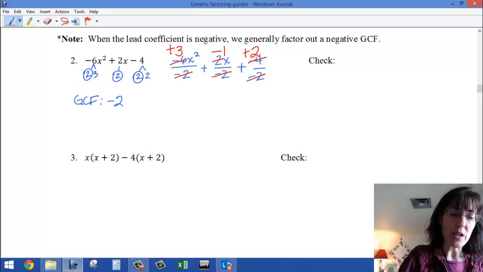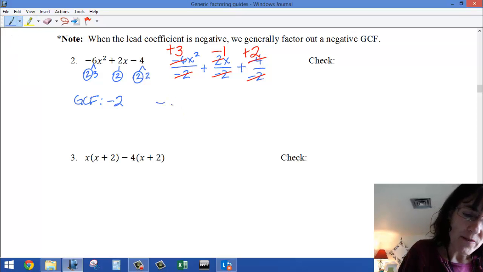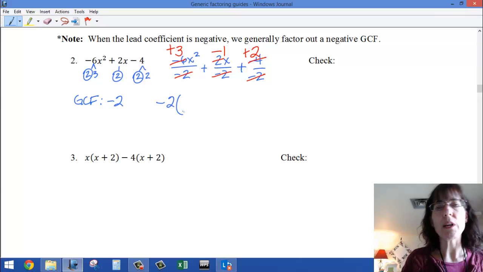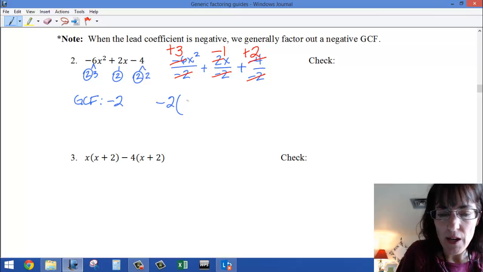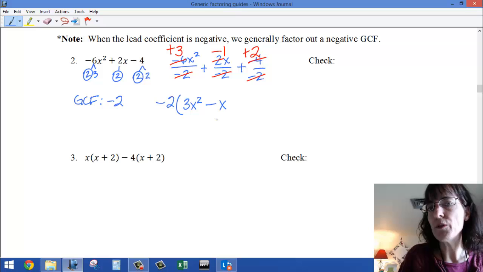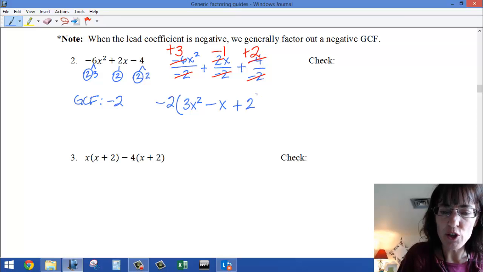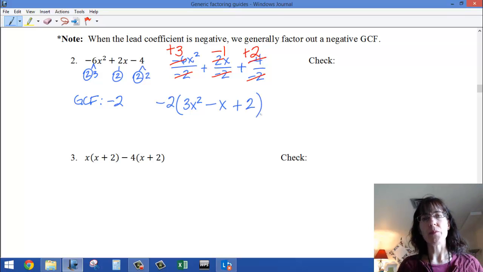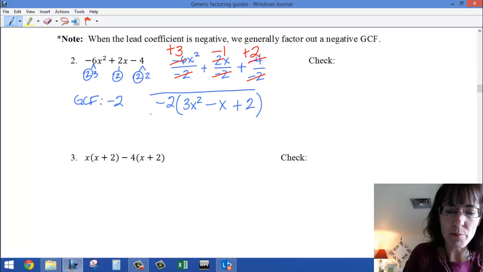Now I didn't have an x in there at all, so I have things as reduced as they can be. Remember, I factored out a negative 2, so that comes out to the front. And then I have 3x squared, and then I have negative x. I don't have to put the 1 in front. It's considered more simplified by leaving off the 1, and then plus 2 on the end. Okay, that's my factored form.